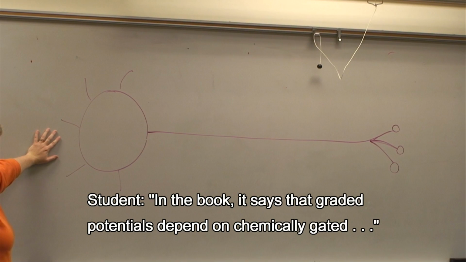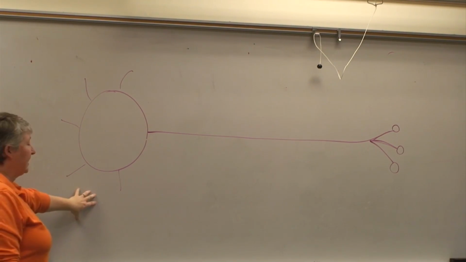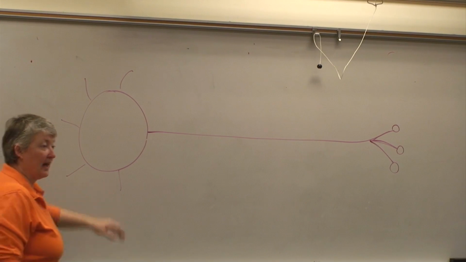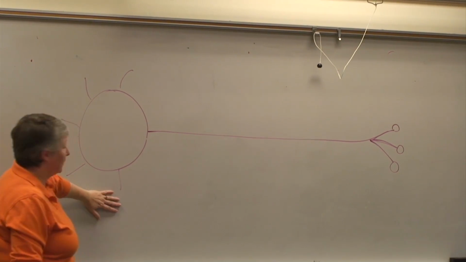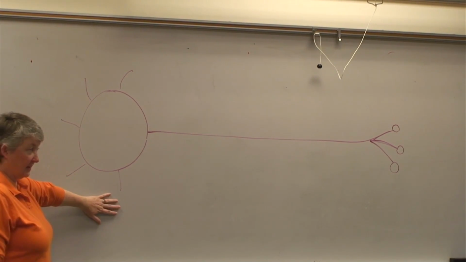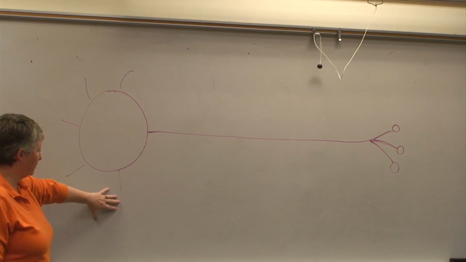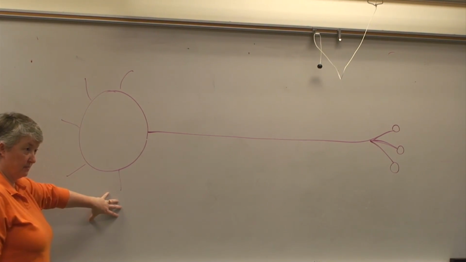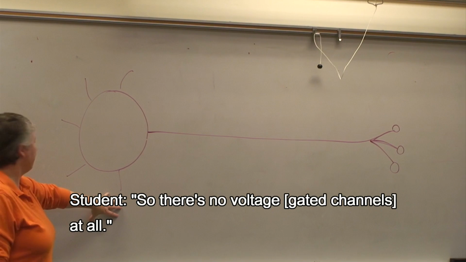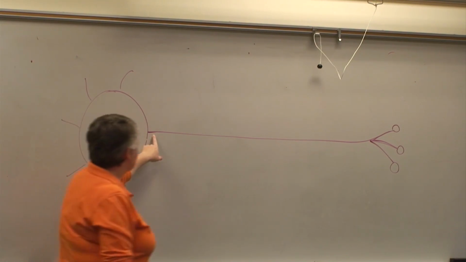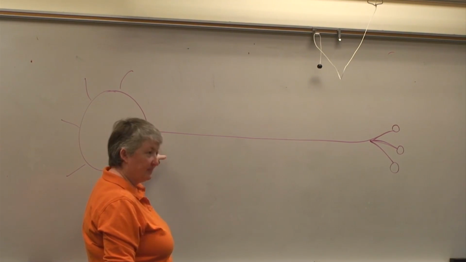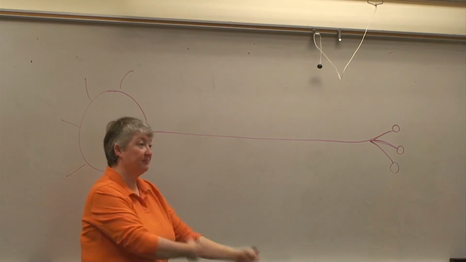In the book, it says that graded potentials depend on chemically gated or mechanically gated channels. And that's why I had you on the quiz tell me where they were. The chemically gated and mechanically gated channels are on this end of the neuron. So there's no voltage gated here. Voltage gated channels start at the beginning of the axon. And that's why I had you learn that.